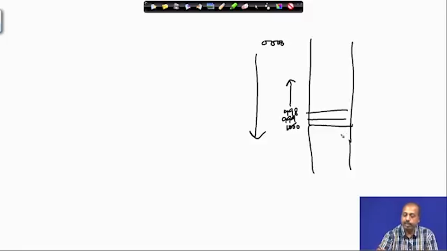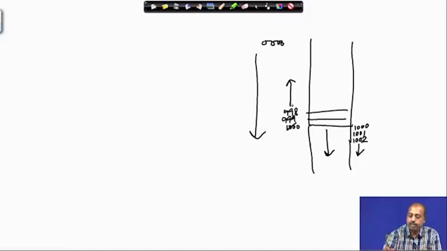The other possibility is that the stack grows towards the higher addresses. So, maybe my stack grows in this direction. Initially the stack pointer was 1000, after the first push the stack pointer will become 1001, after that it will become 1002. So, it will grow in this direction.